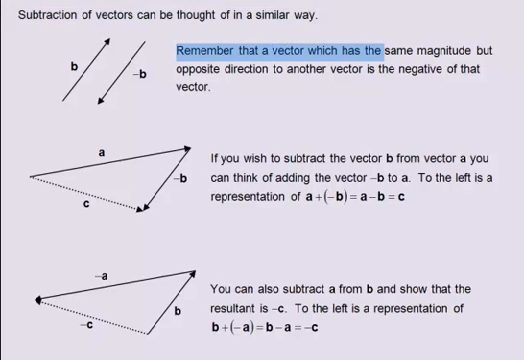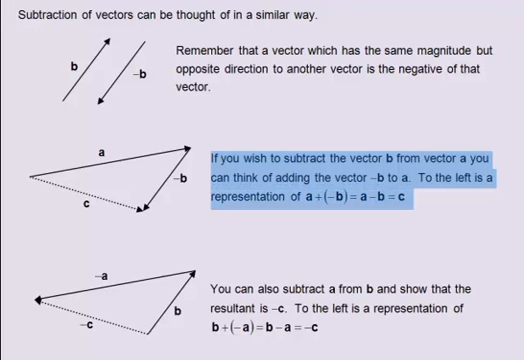Remember that a vector which has the same magnitude but opposite direction to another vector is the negative of that vector. So here is vector b, and vector minus b is the same length, it has the same magnitude, but points in the opposite direction. If you wish to subtract the vector b from vector a, you can think of adding the vector minus b to a.